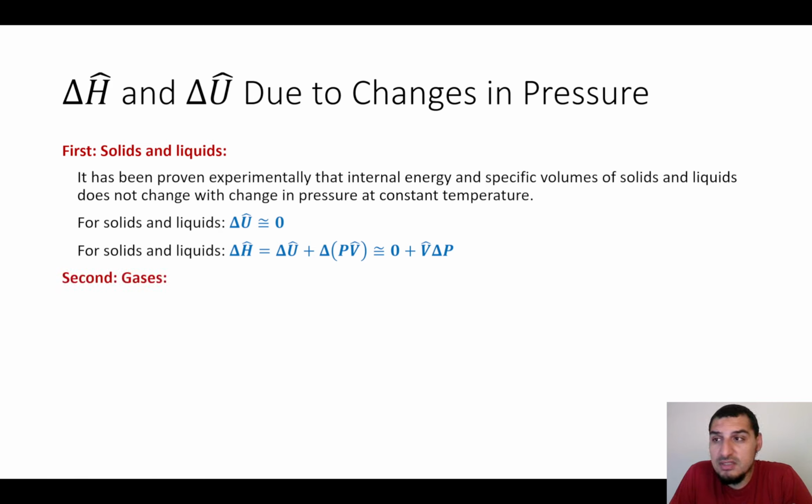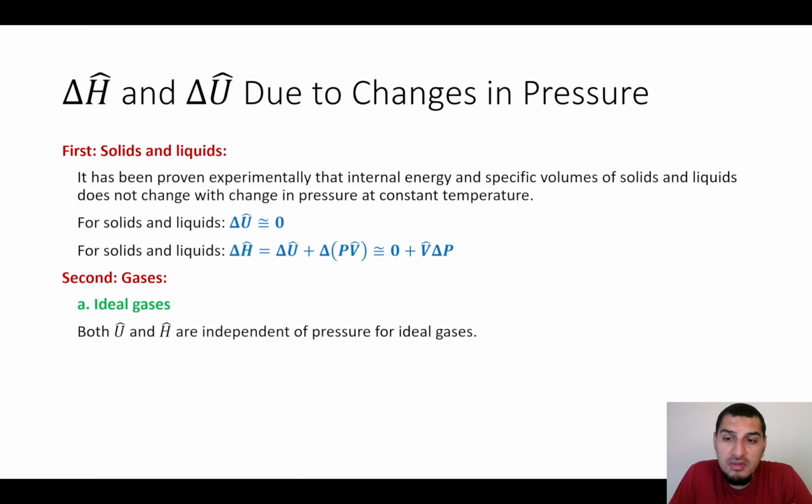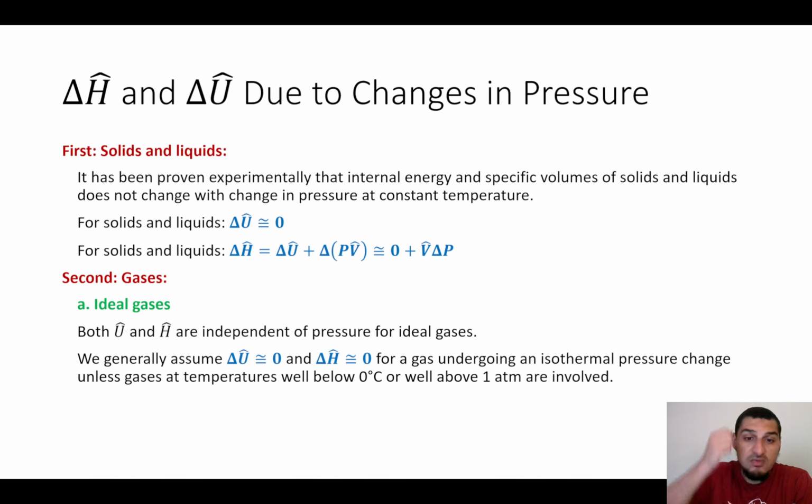The second thing is the conditions of gases. For gases, we have two options. Either the gas is ideal or non-ideal. For ideal gases, enthalpy and internal energy are not affected by pressure. There is no effect of pressure on the ideal gases, and we assume that delta H and delta U are almost 0 if there is an isothermal pressure change. When we say isothermal pressure change, we mean that it's the pressure change at constant temperature. This is the meaning of the word isothermal.